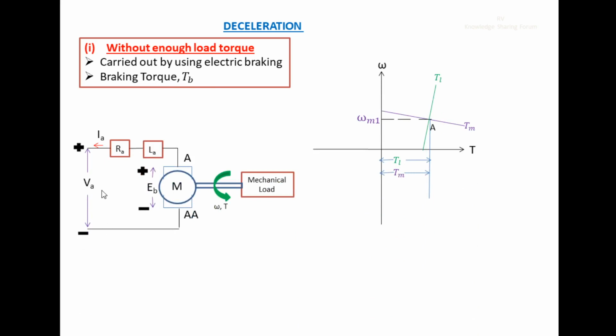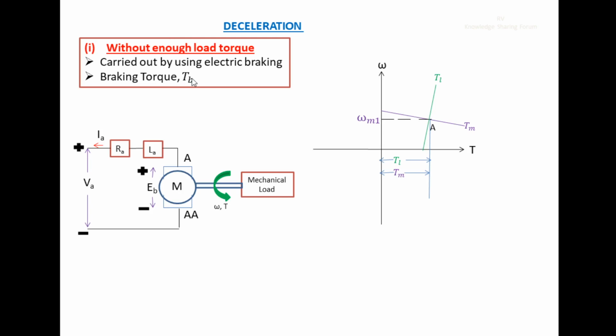This is again the same example of an electric motor drive which is connected to a mechanical load. For this motor, this is our speed torque characteristics. This is our motor torque of this motor, and this is the load torque of this load. Now our aim is to reduce the speed from omega m1 to somewhere here.